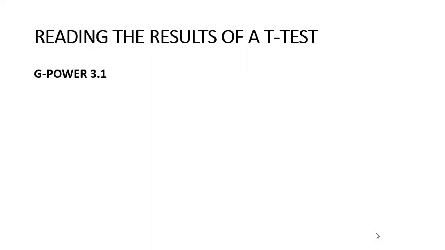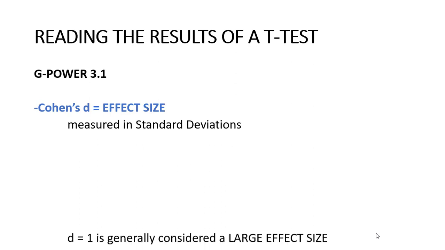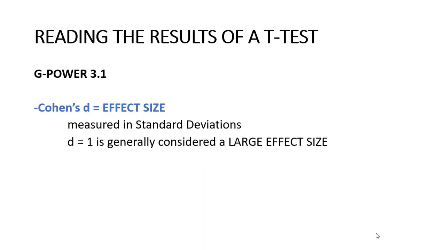Also, we learned how to run G*Power 3.1 to determine two values. The first value is what we call Cohen's d, and this measures the effect size. And remember that this is measured in standard deviations, and if we get any value higher than 1, then that would be considered a large effect size. So if you get 1 or higher than 1, that's a large effect size.